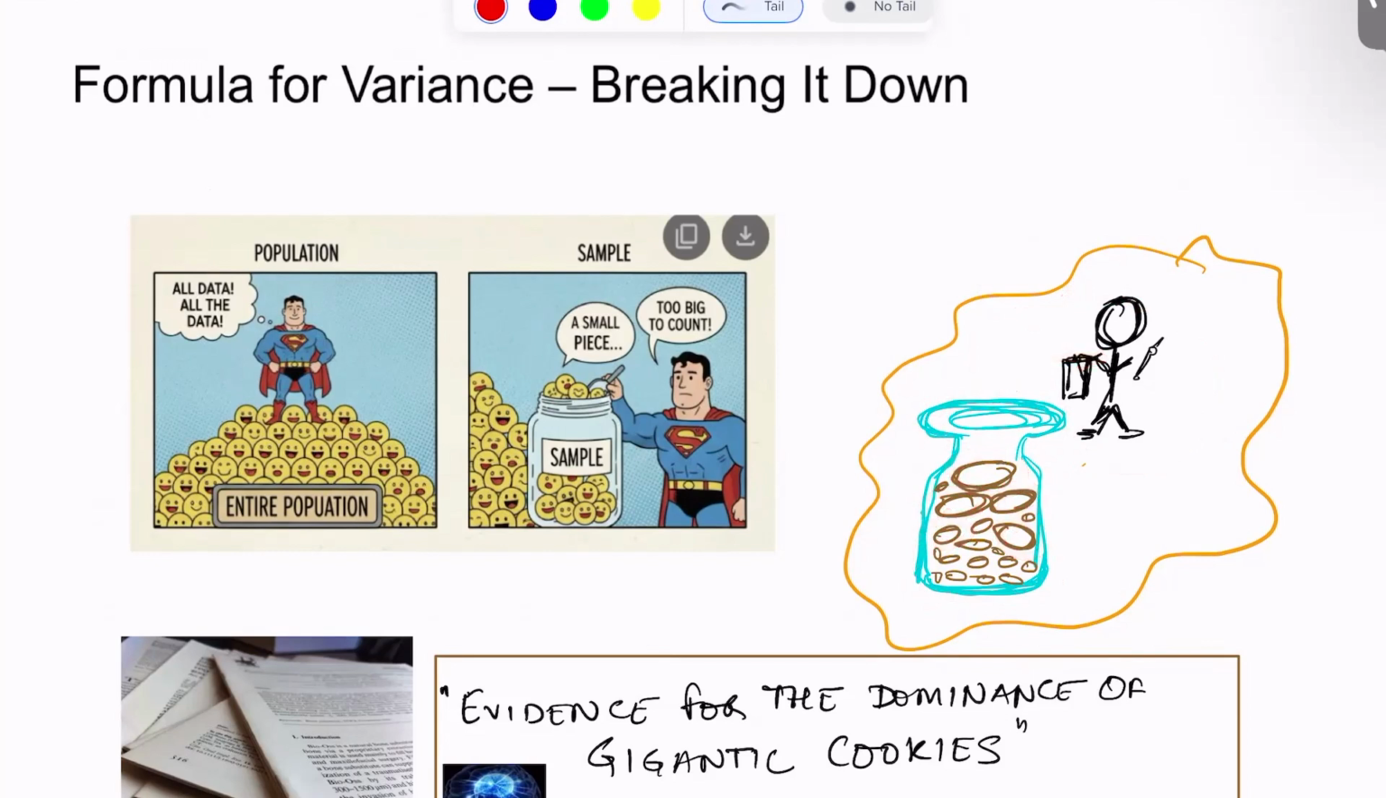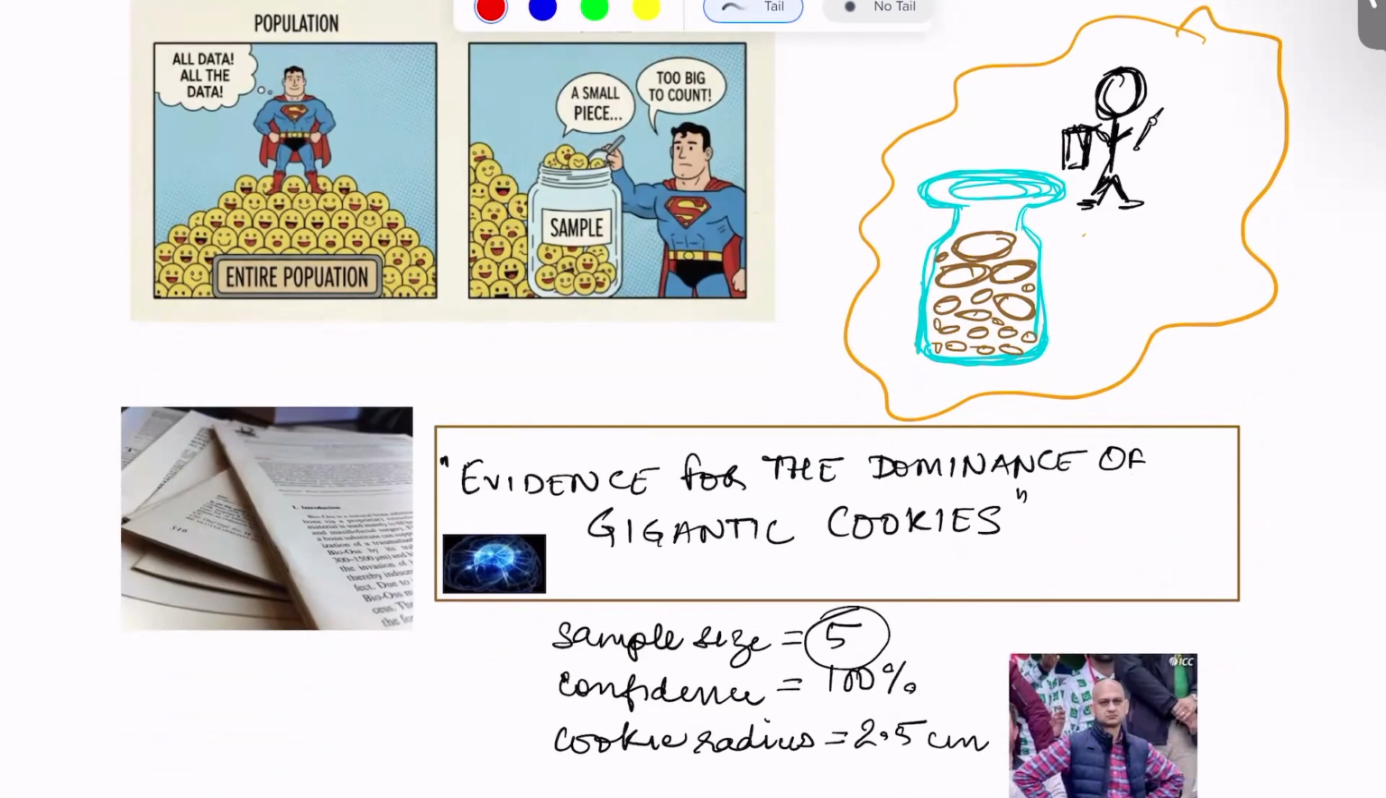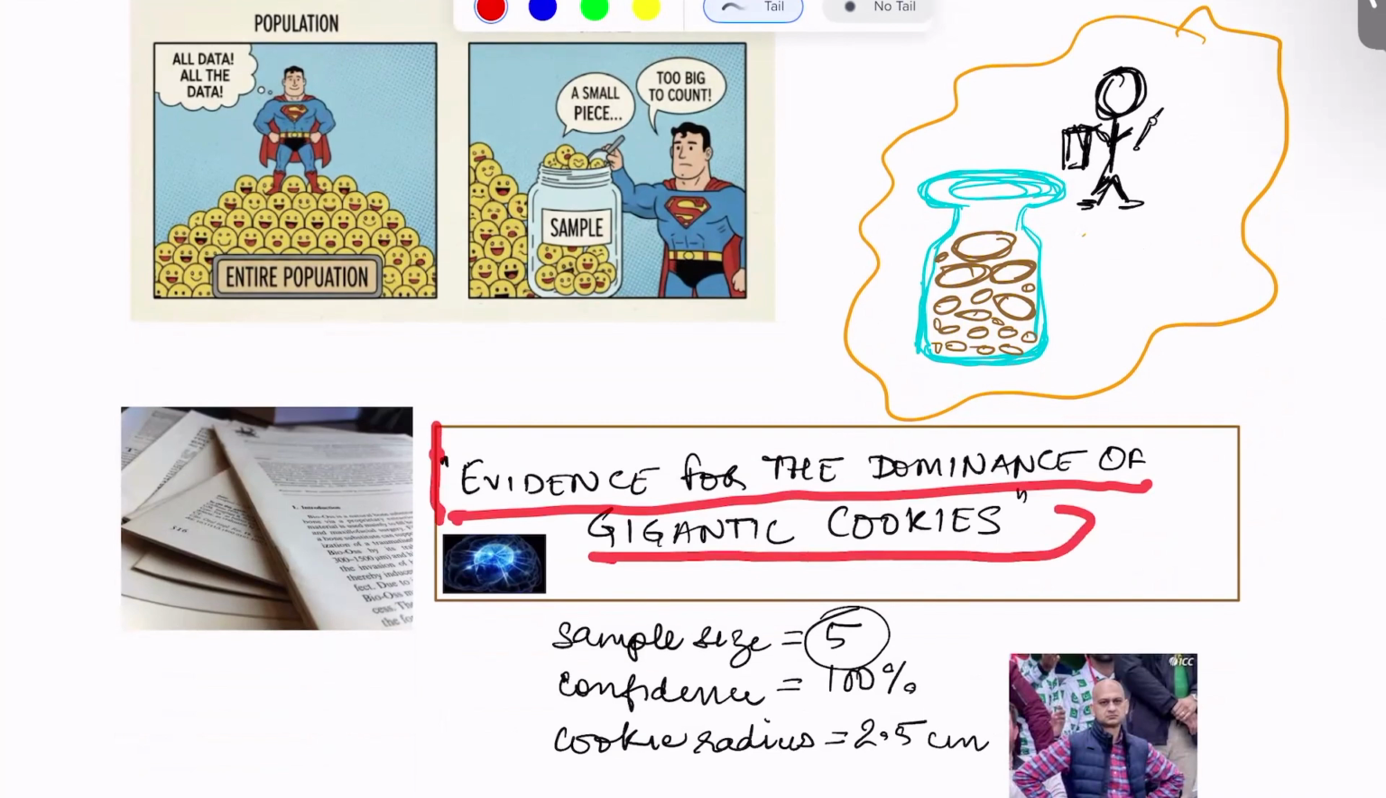Now, the scientist did a weird thing. It only picked up a few cookies that probably were there on the top, and it only sampled, let's say, 2 or 3 times, and it studied those cookies, the radius, the size, and whatever else the scientist wanted to calculate or measure. And then the scientist published a paper about the evidence for the dominance of gigantic cookies in this alien land.